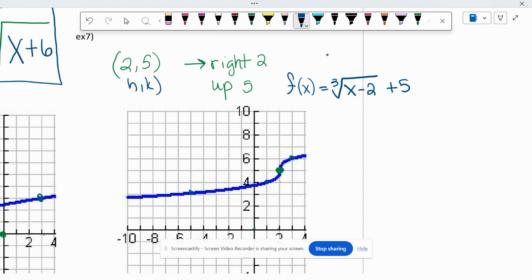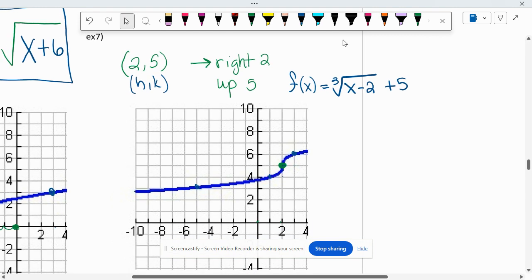This is our starting point. Domain and range. What do you think it is? All real numbers. All real numbers. Okay. Are we good with that?